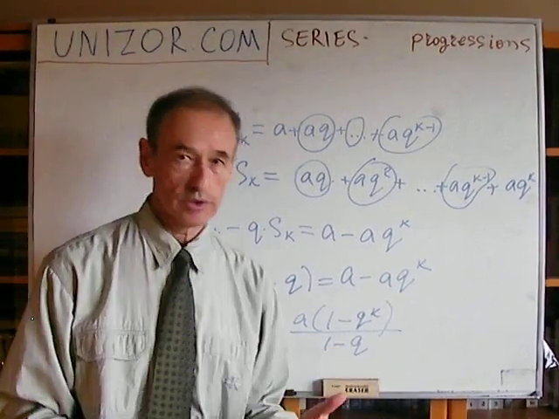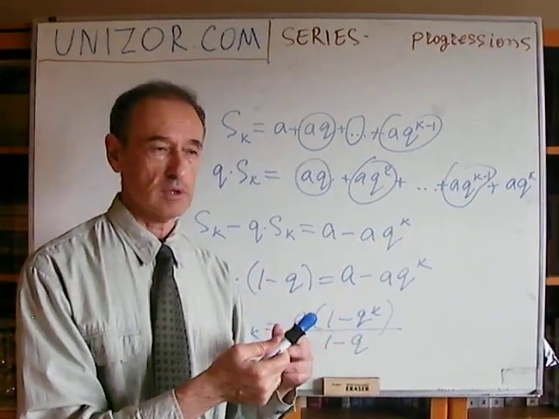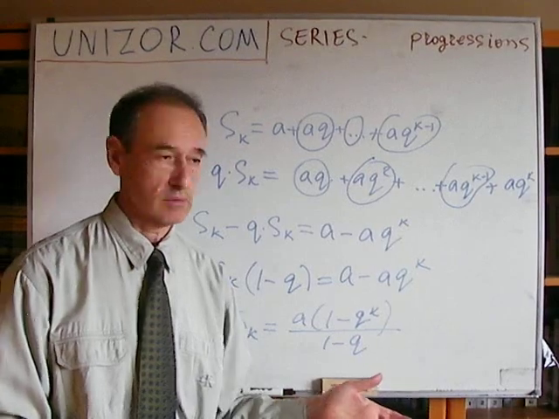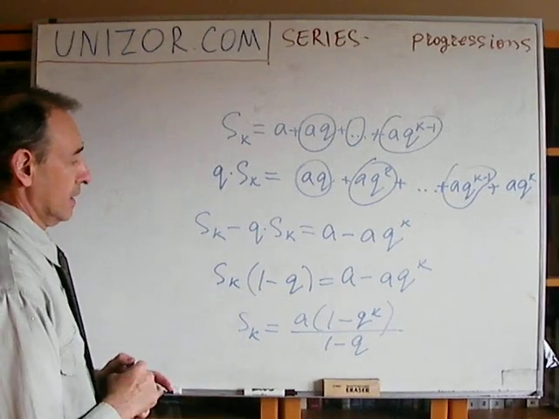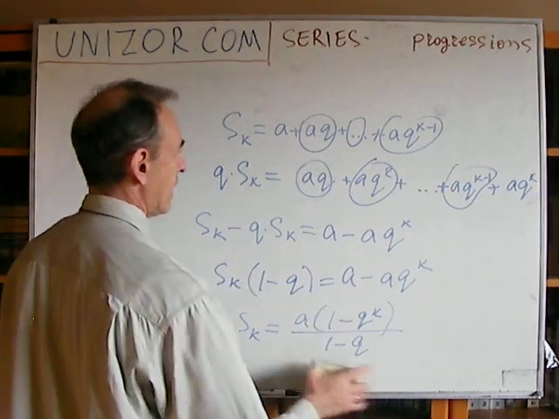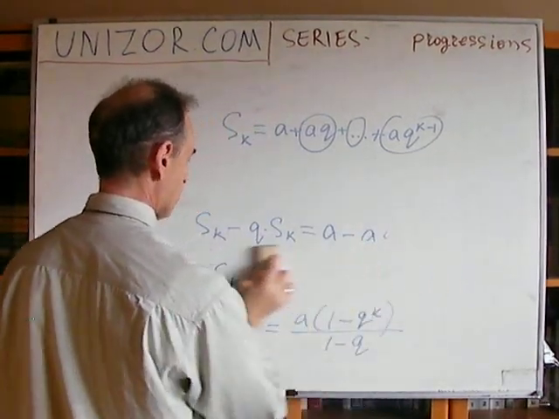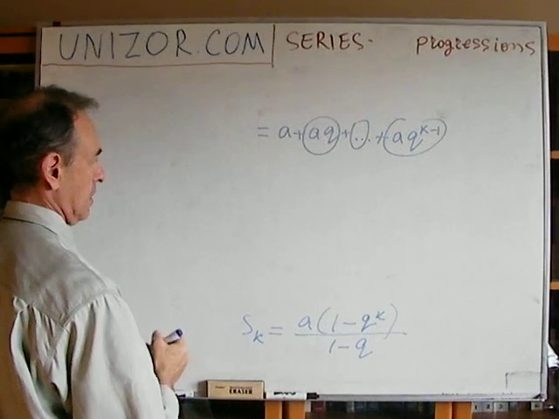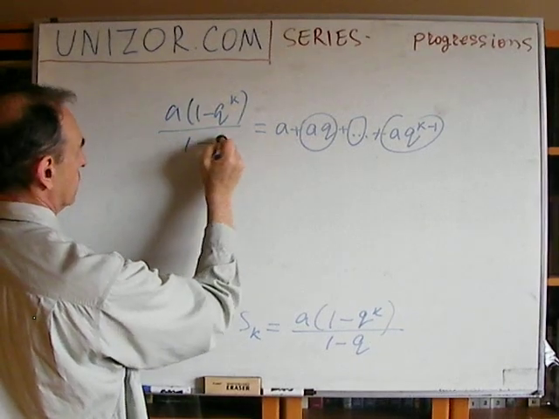Now, if I really want to do it very, very rigorously, I have to more or less repeat my logic, which I did with arithmetic progression, summing up arithmetic progression. I have to repeat here and prove it by induction. Well, I leave it as an exercise to you because it's an extremely simple thing. So you can consider this as a final formula. What's also interesting here is another formula which you can actually derive from this one. A times 1 minus q to the k divided by 1 minus q.